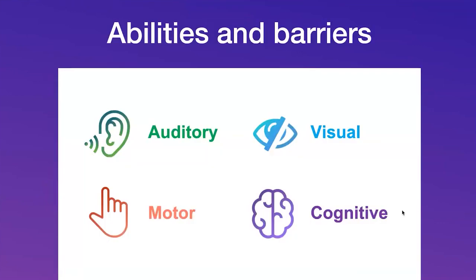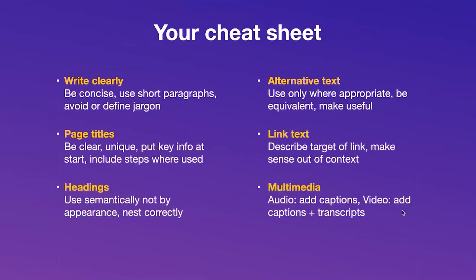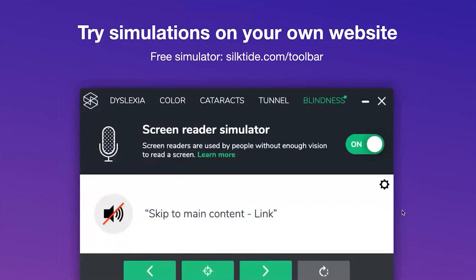So that is all of the abilities and barriers. Just to very quickly recap, there is a nice cheat sheet here. This contains all of the points you saw earlier. So if you want to take a screenshot or whatever, that's just what we went through today. A couple of other suggestions. Please try simulations on your own website. We made this plugin, like I said, free for a reason. It's really good for raising awareness of the importance of these issues and just checking that everything in your site is actually working as you would hope it should.